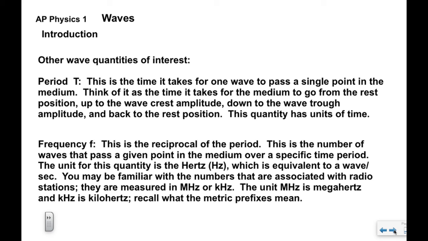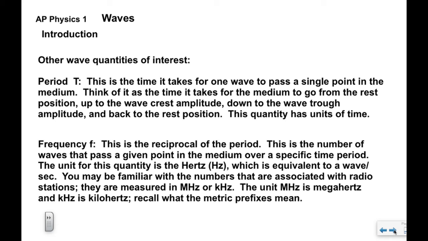The frequency of a wave is the reciprocal of the period. So if you think of the period as the seconds per wave, frequency is the reciprocal, and that's waves per second. The metric system unit for frequency is hertz, given the symbol capital H, lowercase z, Hz. Again, this is equivalent to a wave per second.